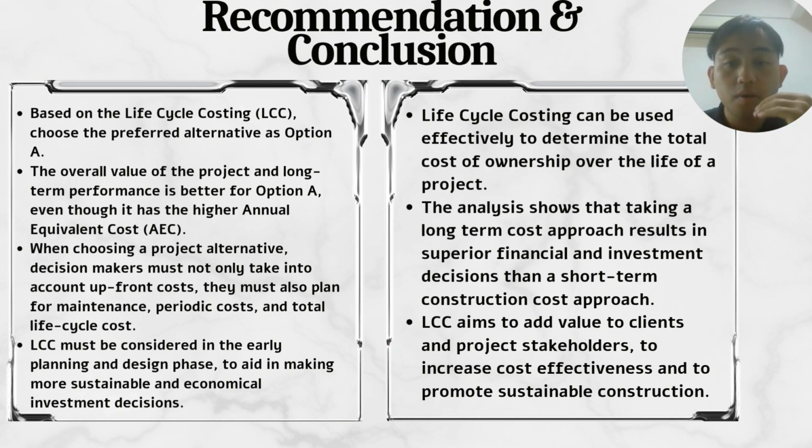So for our recommendation, we choose option A based on the life cycle costing or LCC analysis. Even though option A has a higher annual equivalent cost, it provides better long-term value and performance for the project. So when selecting a project alternative, we should not only focus on the initial construction cost. We also need to consider maintenance costs, periodic replacement costs, and the total cost over the entire life cycle of the project.